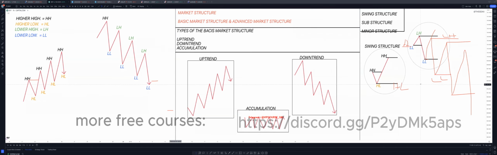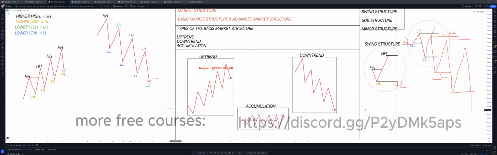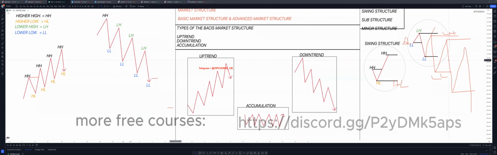Now, for a bearish trend, it's apparently the same thing, right? Let me use another example. I'll use this same one right here. All right, so now we already understand that this is our swing structure for the sell.